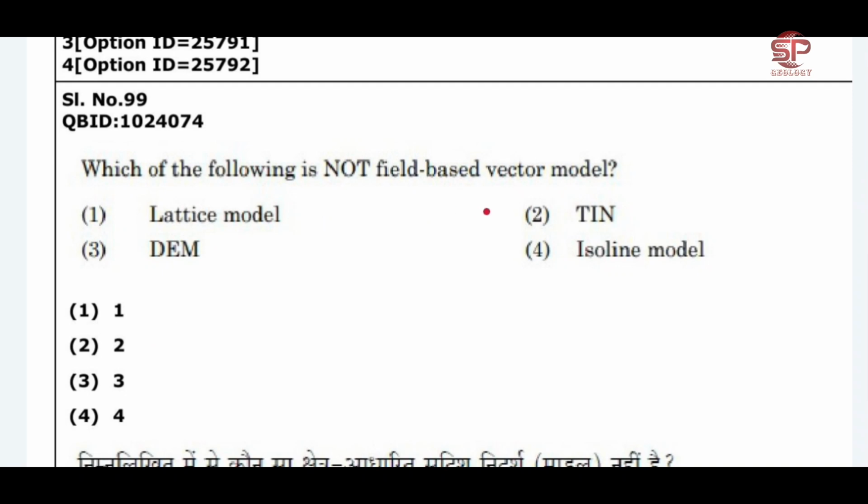Which of the following is not a field-based vector model? Lattice model is a vector model. Vector is from the map representation model, so raster data, vector data. The map represents the point, line, and area, the spatial thing. A road is represented by a line, a pole is represented by a point. That is the vector model. So lattice model is a vector model. TIN, triangulated irregular network, is also a vector model. DEM, the digital elevation model, is not a vector model. And isoline model is also a vector model. So DEM is not a vector model.